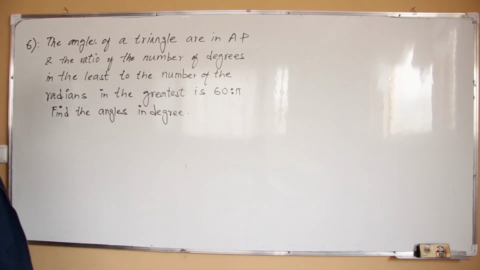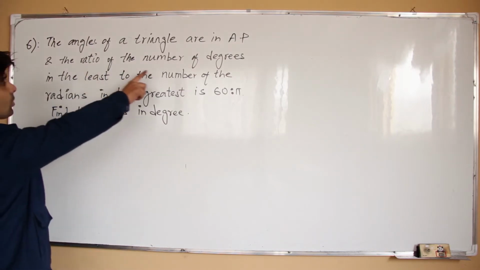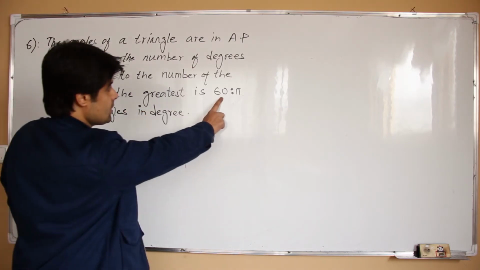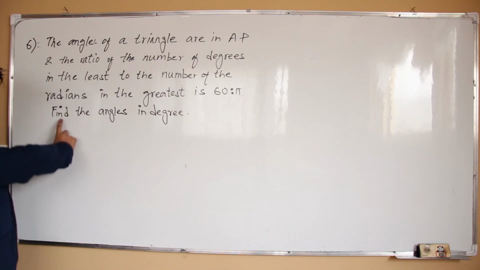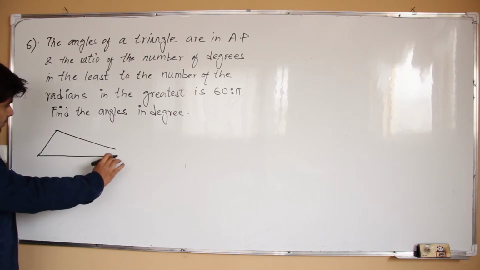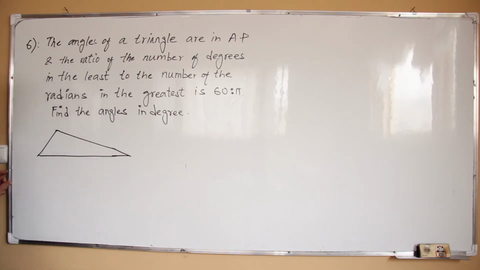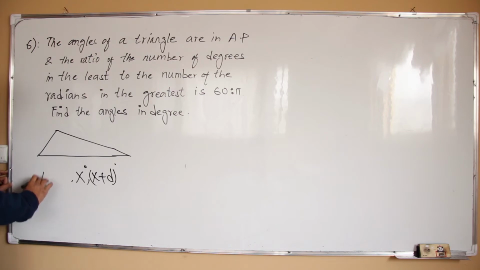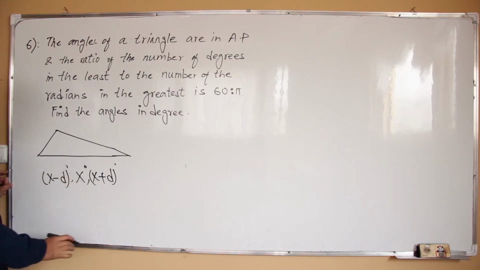Question number 6. The angles of a triangle are in AP, or arithmetic progression, and the ratio of the number of degrees in the least to the number of radians in the greatest is 60 divided by pi. Now you have to find the angles in degree. By the way, this is our triangle. If the angles are in AP, it means one of the angles is x degree, the next one is x plus something degree, and the preceding is x minus something degree.